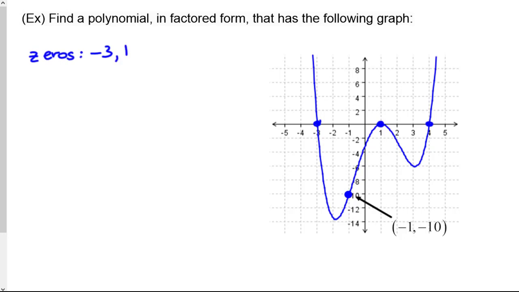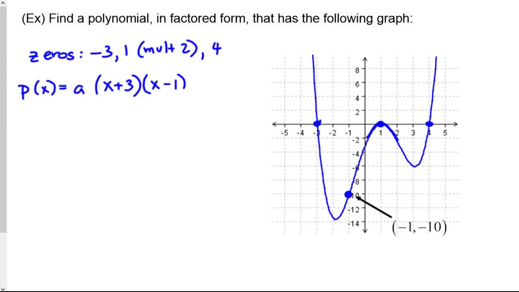Notice the graph comes up, touches the x-axis, and bounces back away. That's multiplicity 2. And 4. All right, so what that means is my polynomial initially looks like some constant times x plus 3 times x minus 1, and to take care of the multiplicity 2, I just put a square on that, and x minus 4.